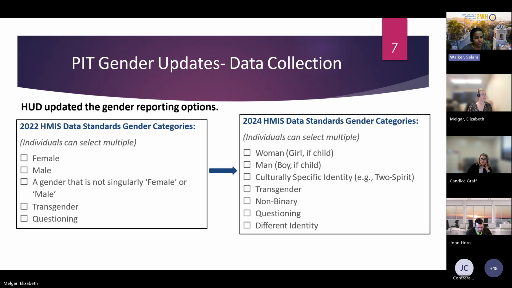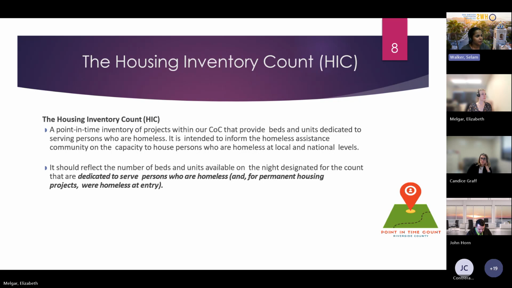All right. So when it comes to the gender update and data collection, it's fairly straightforward with only minor adjustments made. The HUD data standard included additional options so that you have more selections like different identity, non-binary, and culturally specified identity. So you have more selections and it's still pretty straightforward, and you can select more than one gender group here as well.